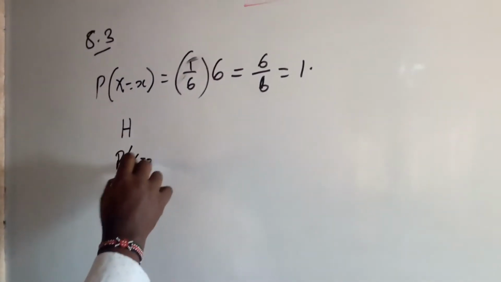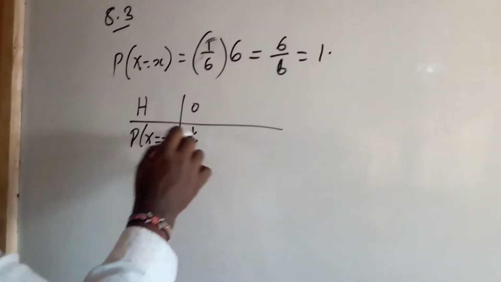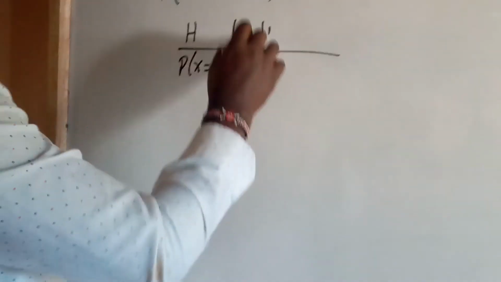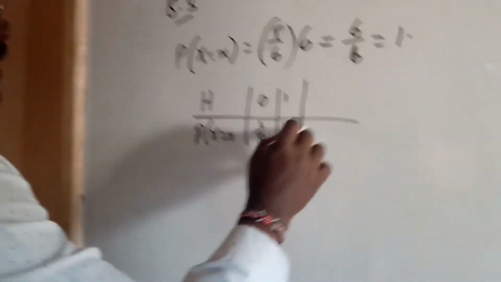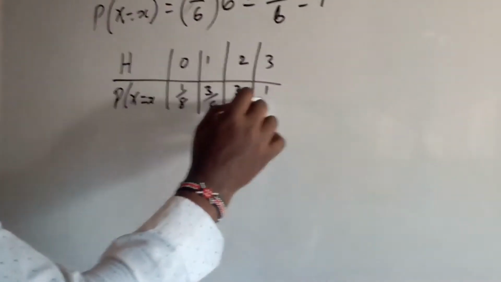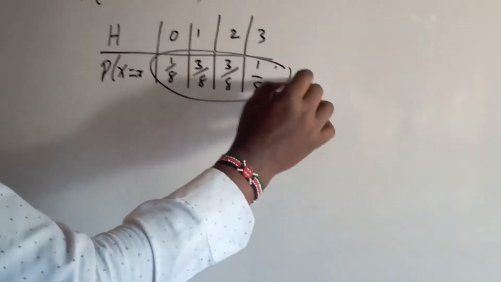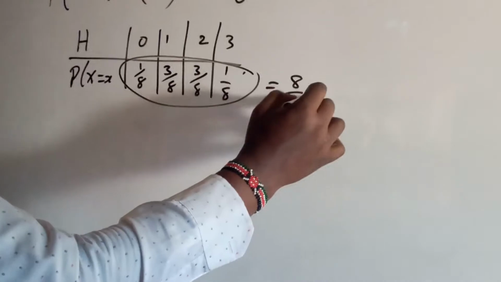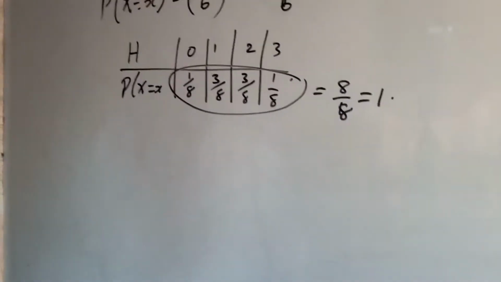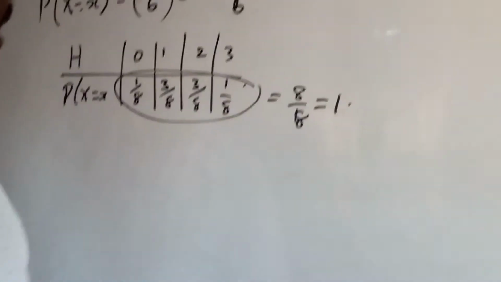If you look at example 4, the probability of the number of heads, the probability of X equals x, when we had 0, we had 1 over 8. When we had 1 head, we had 3 over 8. When we had 2 heads, 3 over 8. When we had 3 heads, 1 over 8. Now, if you add all this, you will simply get 8 over 8, which is eventually equal to 1. That is very critical. It's very important for all of us to understand.